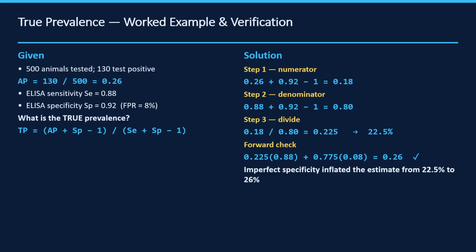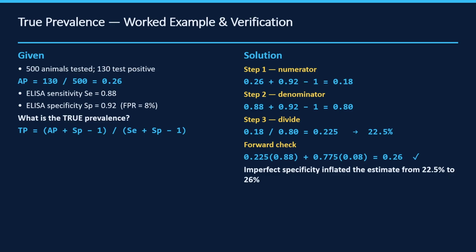Denominator: sensitivity plus specificity minus 1. 0.88 plus 0.92 minus 1 equals 0.80. Divide 0.18 over 0.8 is 0.225. True prevalence is 22.5%, not 26.